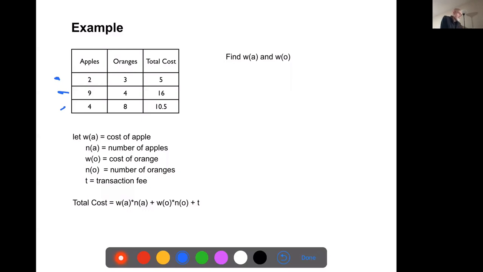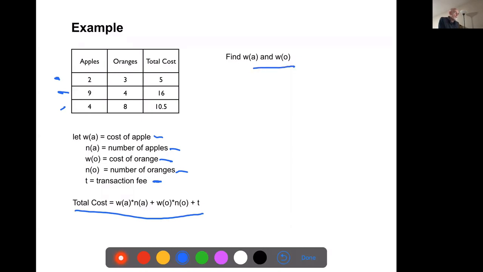So now we can ask: W of A, the cost of an apple, times the number of apples, right? W of O, the cost of oranges, times the number of oranges, and then there might be some transaction fee. That could be sales tax, it could be the cost of buying a bag. Now we compute the total cost in each one of the examples.